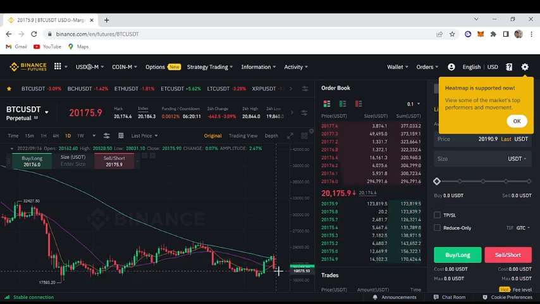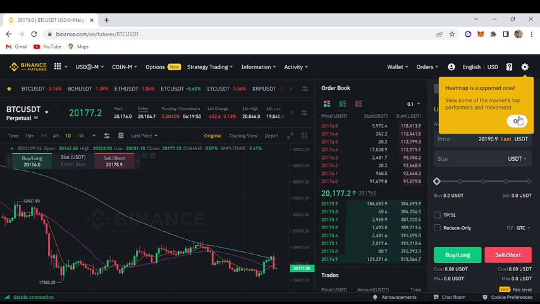So what does that mean? Suppose you sell 1 BTC. When it goes down, you take some profit. And when it goes up, then you will lose your money. I hope you understand that.